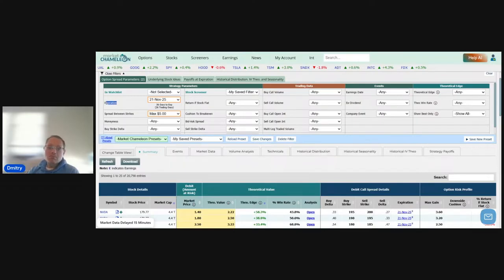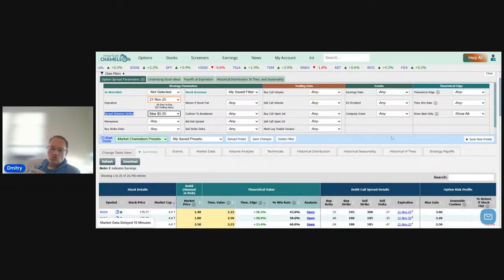It's defaulted to the nearest monthly expiration, because with vertical call spreads, you're looking at a strategy of buying a call on one strike and selling a call on the higher strike within the same expiration. By default, the maximum difference between the strikes is $5, and we could change that using these different filters.